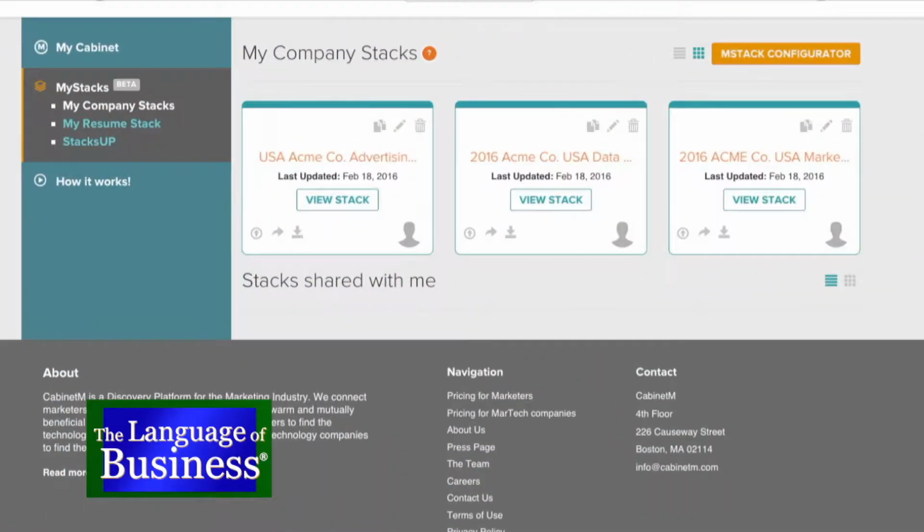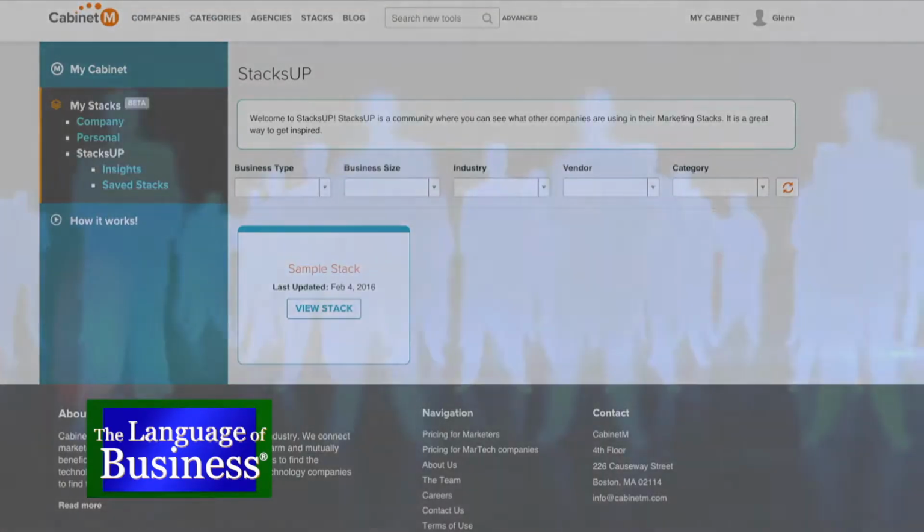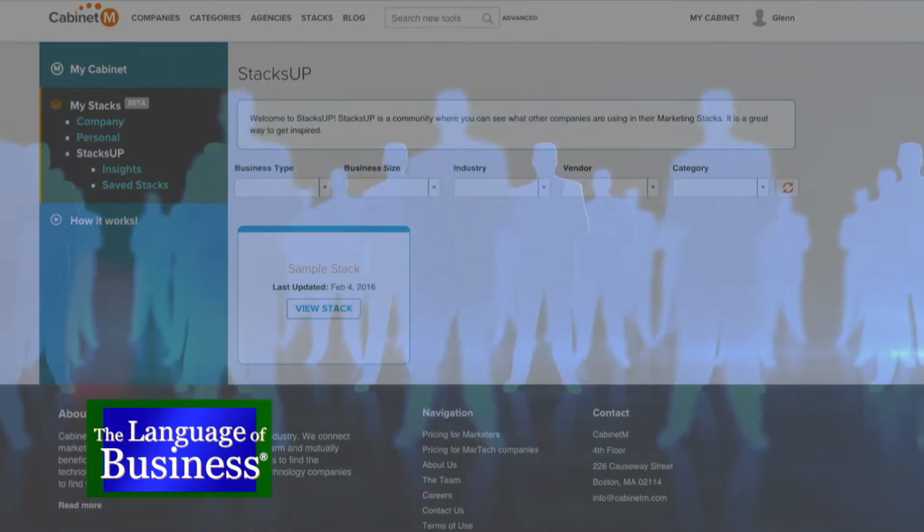Salesforce has a huge competitive advantage over other companies in its industry. What do you think Cabinet M's biggest competitive advantage is? So the competitive advantage we have is as people are building stacks on our site, we're starting to collect an enormous amount of data about what people are using and in what combination. And so we'll be able to tell you, Greg, other companies of your size and type, this is what they're using in this category to help you narrow down your own selection of tools.